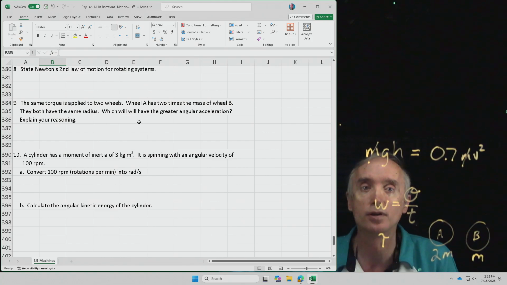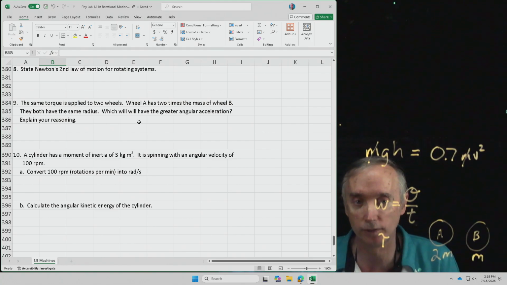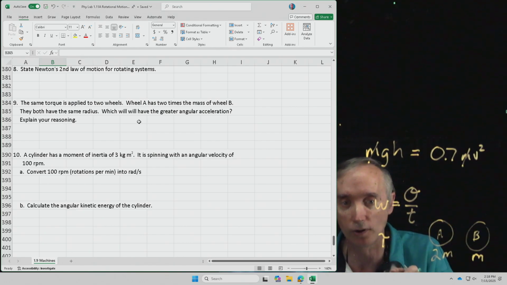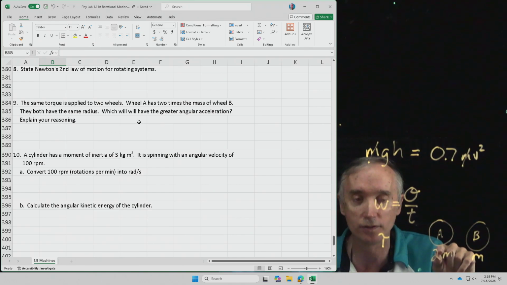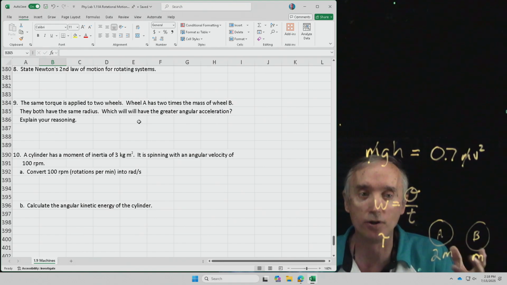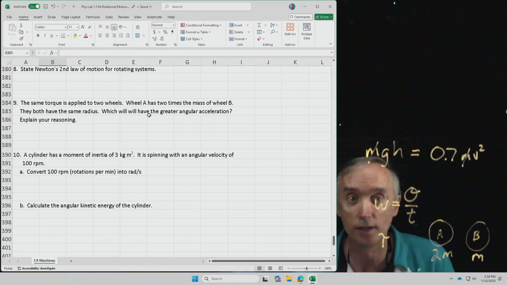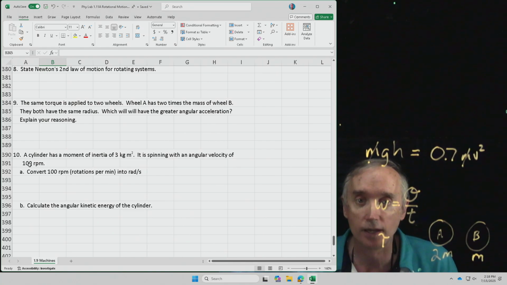First you need to write down the formula for Newton's second law of motion. The same torque is acting on A and on B, but they're going to have different moments of inertia because they have different masses. All you've got to figure out is which one has the larger moment of inertia, and then put that into your Newton's second law and figure out what that would do to the angular acceleration. Be very careful.